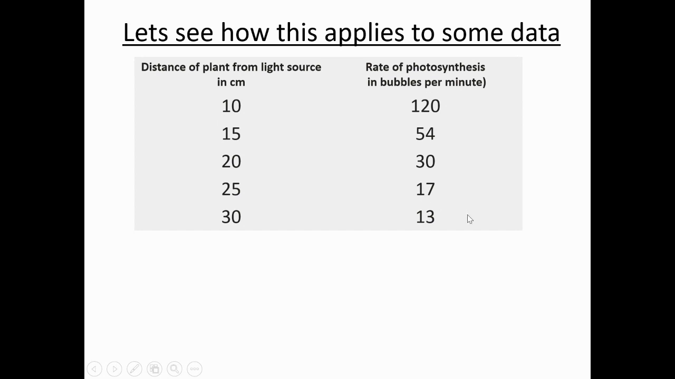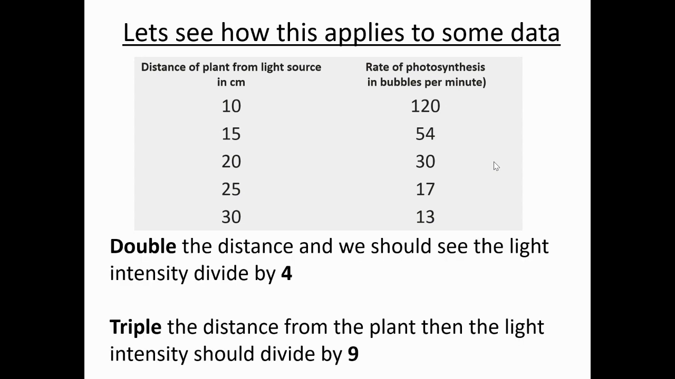But in fact, what you might also notice is that the inverse square law applies. It doesn't just go down, but it goes down relative to the inverse square law. So if you were to double the distance, we should see the light intensity divide by 4. If you triple the distance, you should see the light intensity divide by 9. And then that will be the link to the rate of photosynthesis. So, for instance, between 10 and 20, you're doubling that, aren't you? Double distance, we should see a quarter rate of photosynthesis. And we do. 120 down to a quarter, 30.